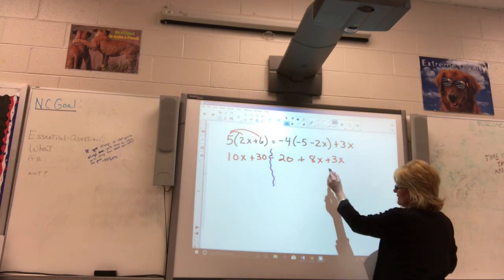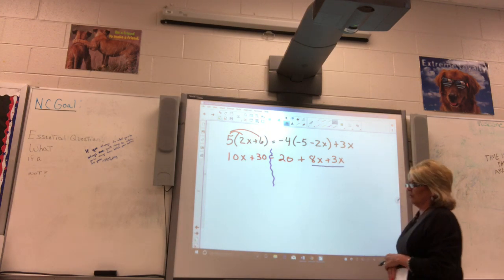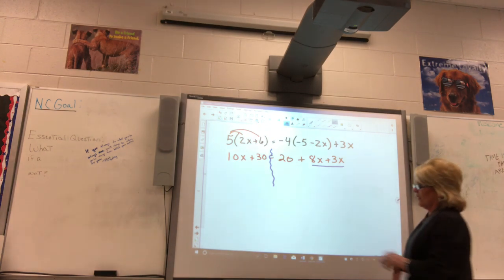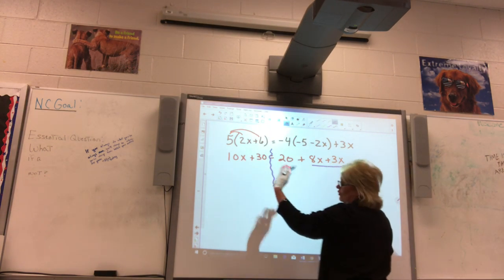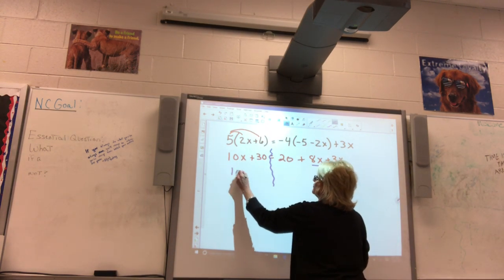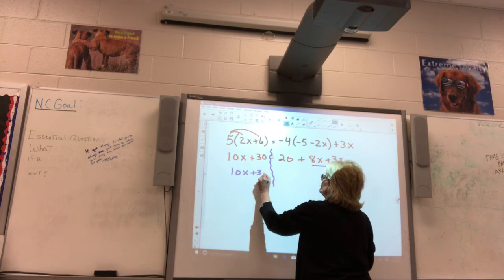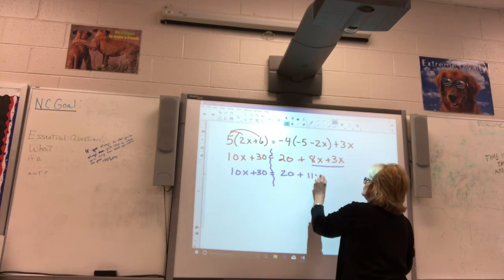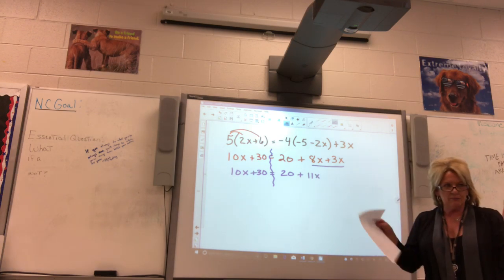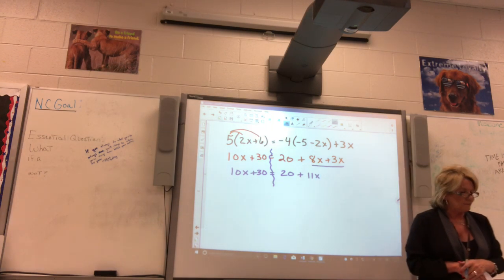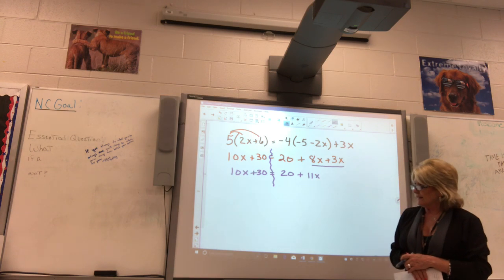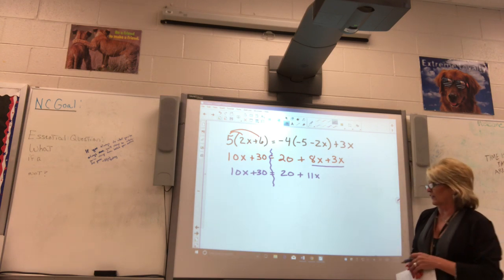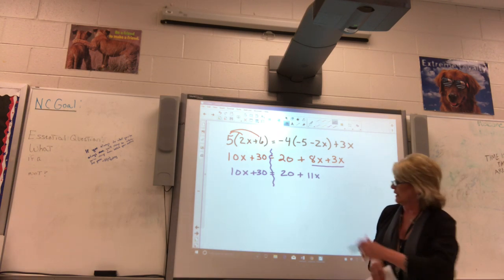So I see over here, I have two like terms. I need to combine them. Over here, I have no like term. Just rewrite it. Now this thing is getting smaller and smaller very quickly. The next step, I should have put in there, get all your variables on one side.